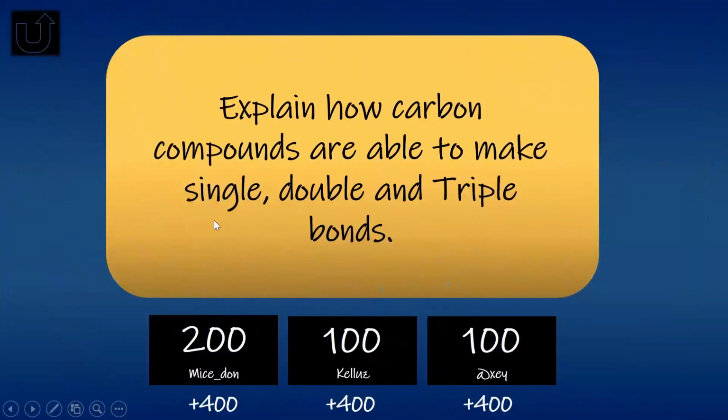That's a problem. All right, so explain how carbon compounds are able to make single, double, and triple bonds. Because of tetravalency, basically. Like, how do I explain that in a way? I know it's because of the tetravalency, so they basically have 4 valence electrons, and this gives them the opportunity to be.